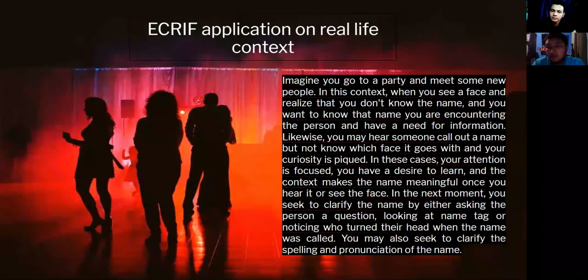Once you hear it or see the face, in the next moment, you seek to clarify the name by either asking the person a question, looking at name tags, or noticing who turned their head when their name was called. You may also seek to clarify the spelling and pronunciation of the name. Next, you may work to remember the name, moving it from short term to long term memory. For example, you might repeat it several times, use it in conversations, make it rhyme, or associate it with another person you know who has the same name.